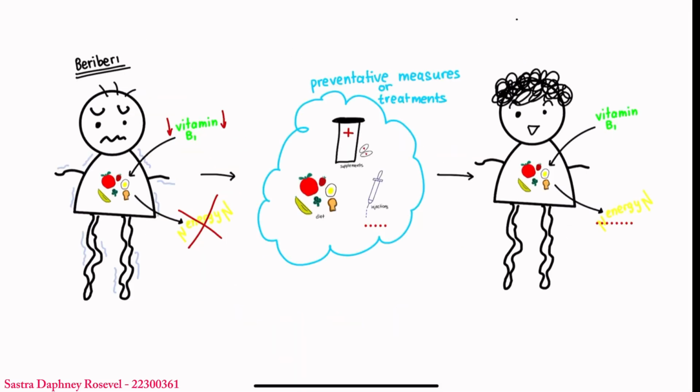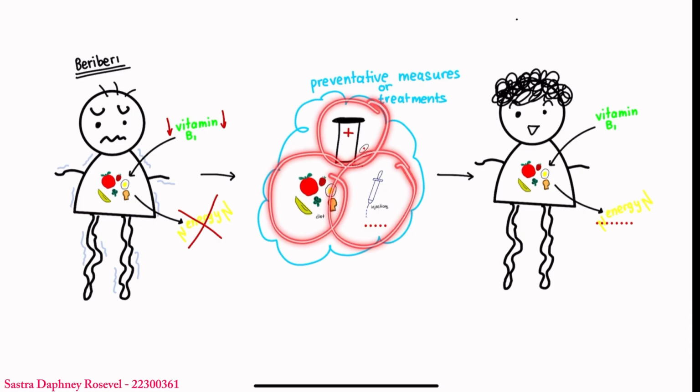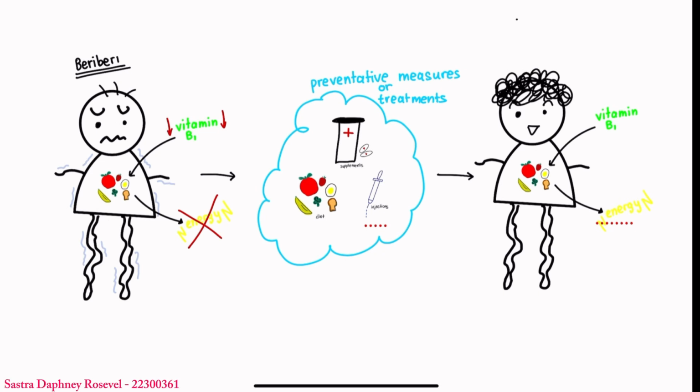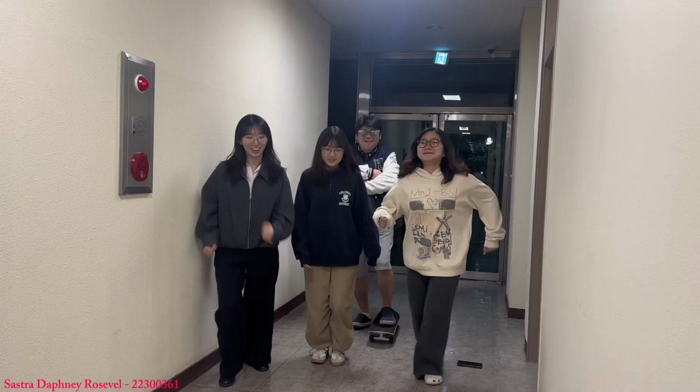To prevent and cure beriberi, it is essential to restore the levels of thiamine in your body. You could do so through supplementations, injections, or change of long-term diet. So, remember to eat healthy and stay healthy, because getting this disease is very, very bad.